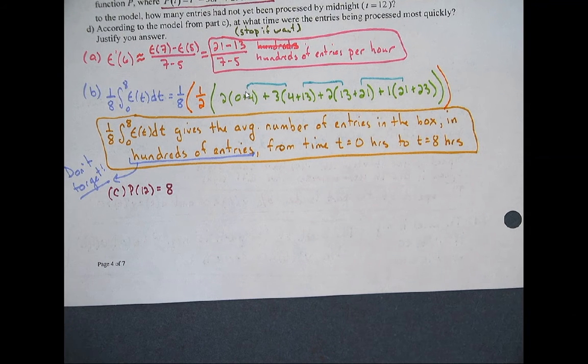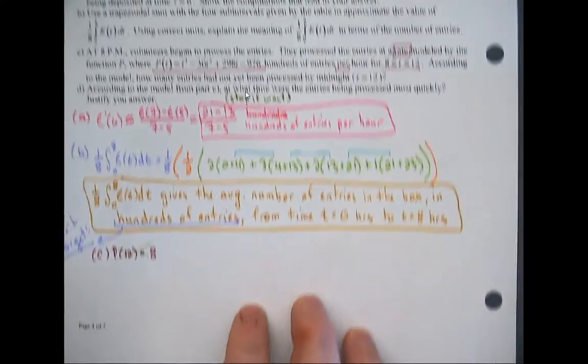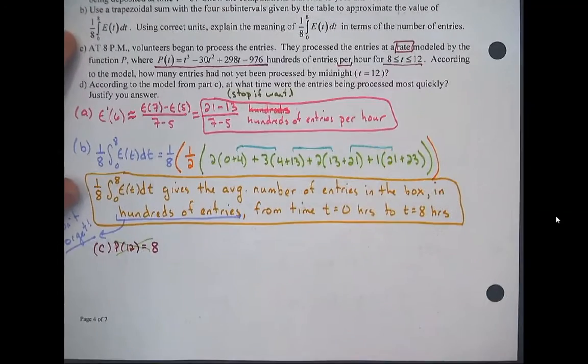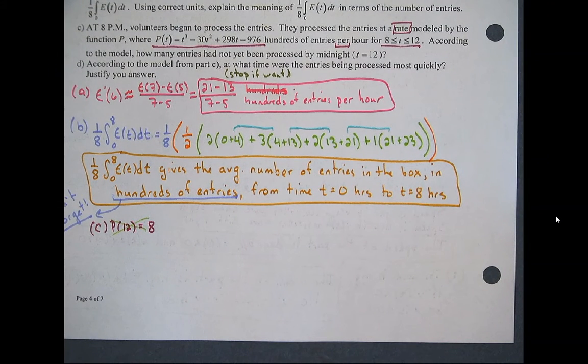So I started to think about it a little bit more, and I said, all right, if I want to figure out how many were processed, let's think about what P of t stands for. P of t is the rate at which they're processed. So if I integrate that rate, how fast they're being processed over a certain time period, then I would be able to find out exactly how many they actually processed.